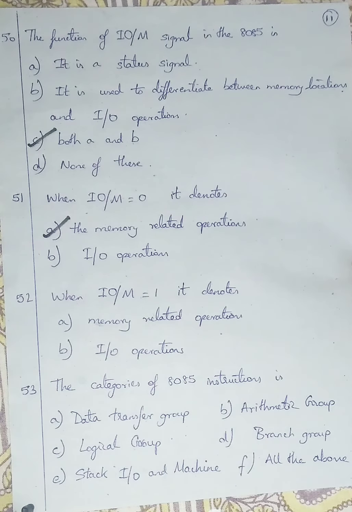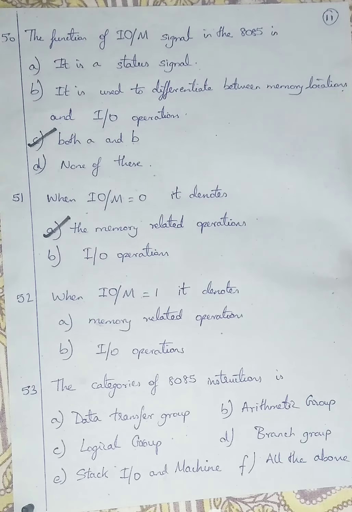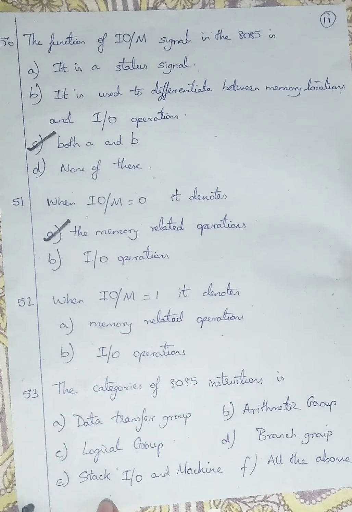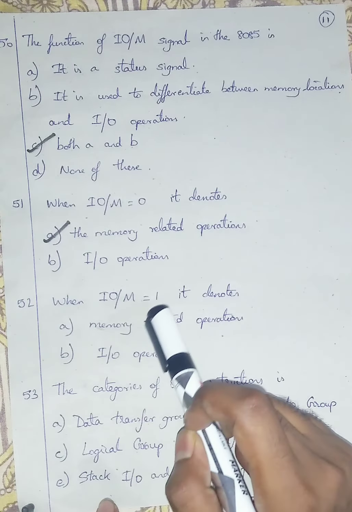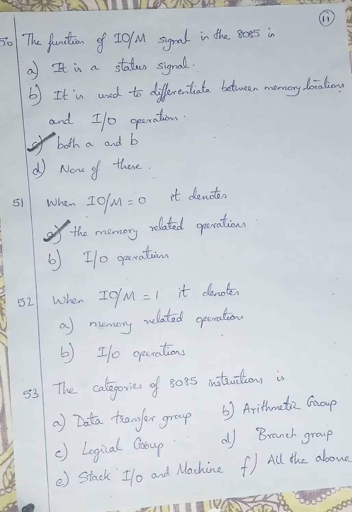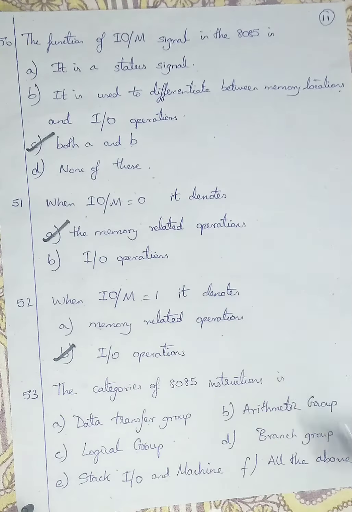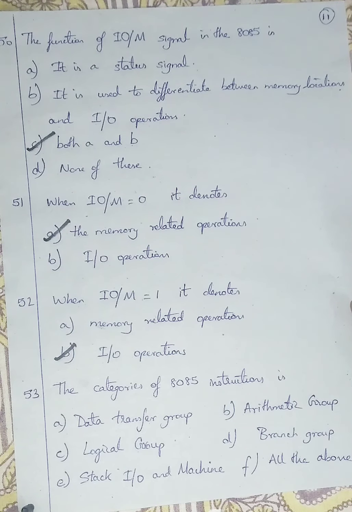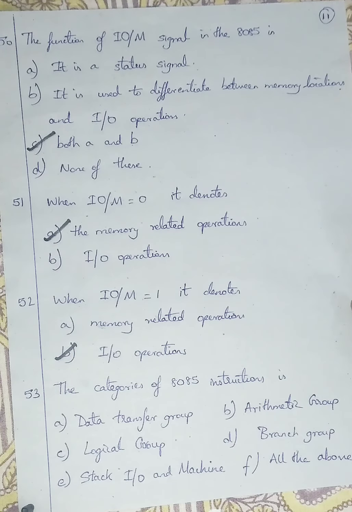When IO/M is 1, we are taking only the numerical part, and it denotes IO operations. When IO/M is 1, the numerical part is 1, so definitely go with IO, input output operations. IO/M means input output or memory operation.